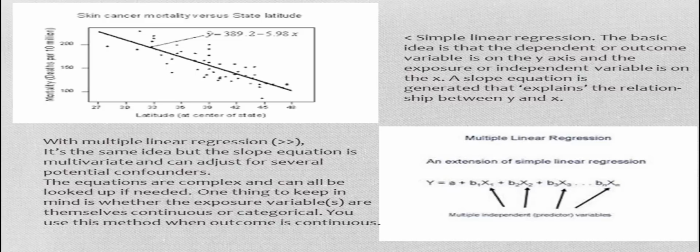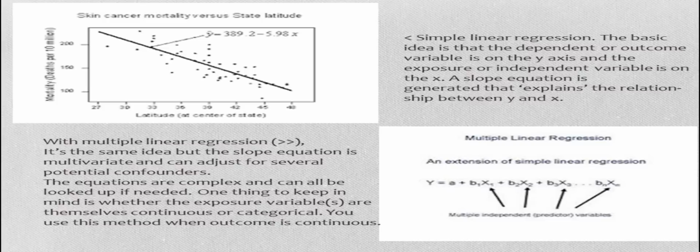But you can see that there's a slope equation there. Y equals something minus something x, right? And so what it's saying is that the y, which is mortality, is correlated with x, which is latitude, in some way. And that way is expressed as an equation, a slope equation. I'm sure you remember slope equations from algebra.